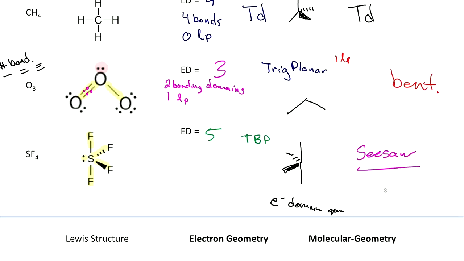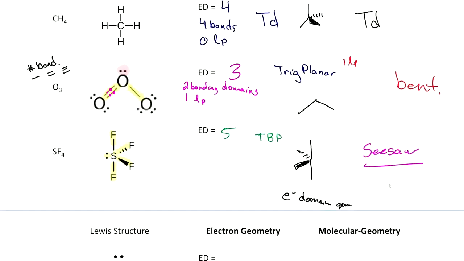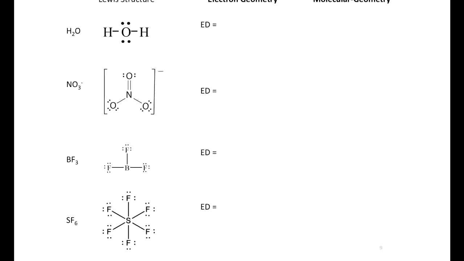So those are the steps. We have to start with a correct Lewis structure. First, consider the electron domain geometry, where we count all bonding domains and lone pairs. The last step is to get the molecular geometry, where we place those lone pairs on the molecule and ask ourselves what's left over. Okay, we have more, so let's keep going.